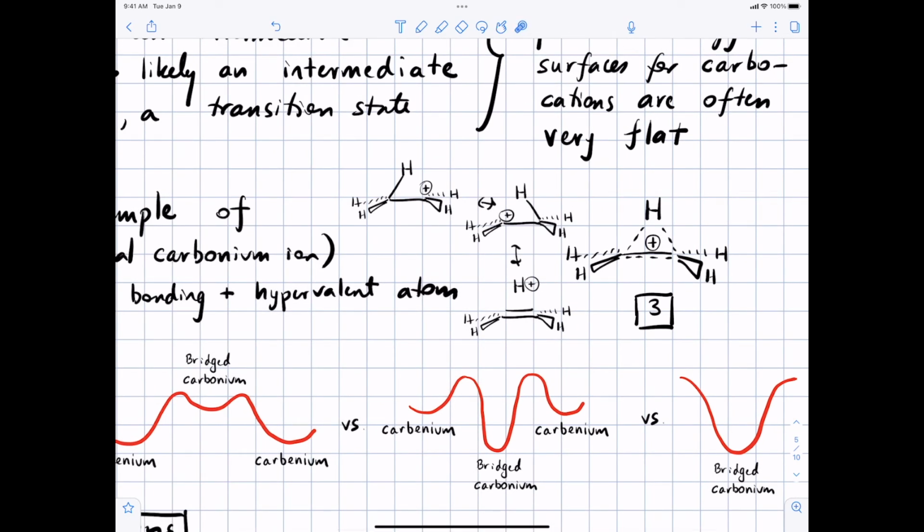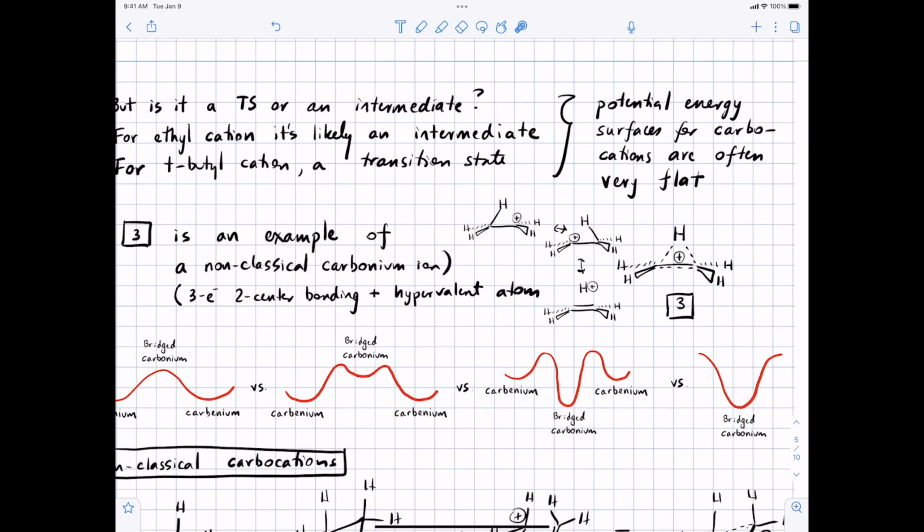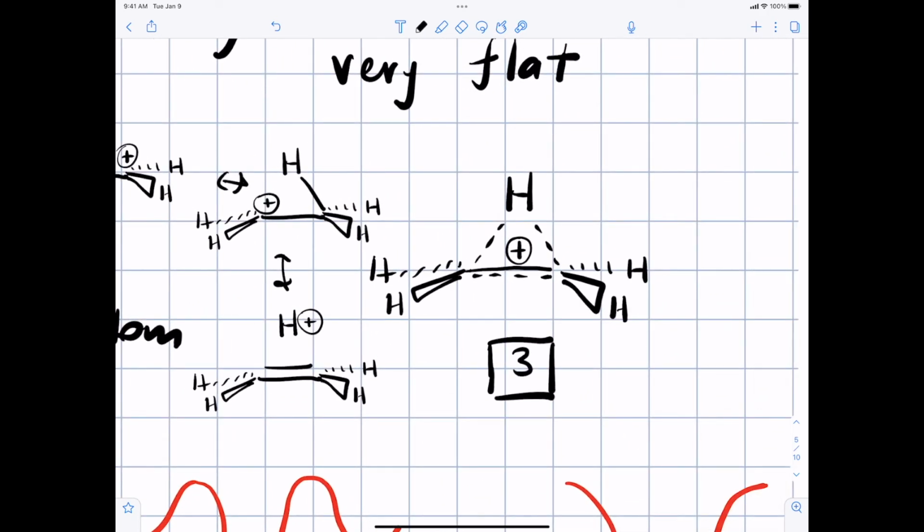So we would see, and this is the essence of a non-classical carbocation, you have a sigma bond that's not even participating, and then you have three atoms that are sharing the same pi electrons, basically. Okay, the concept of a non-classical carbocation is a three-center, two-electron bond, and one atom that's bonded to two things when it shouldn't be. See, this hydrogen's normally bonded to just one thing, but now it's interacting with two. We call that a hypervalent atom.